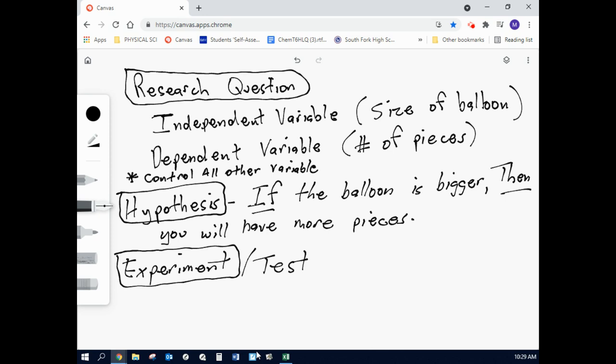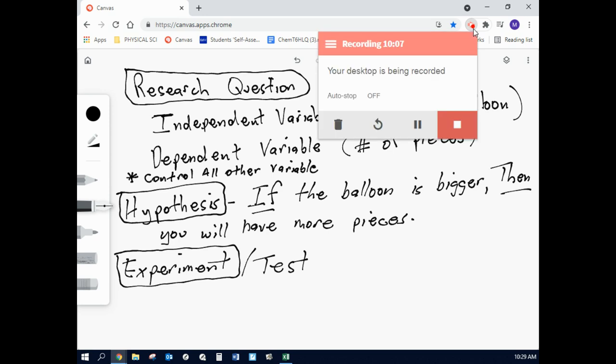So I'm going to pause the video there because I think we pretty much hit all the main things we need to hit for this particular part. And we're going to do an activity now.